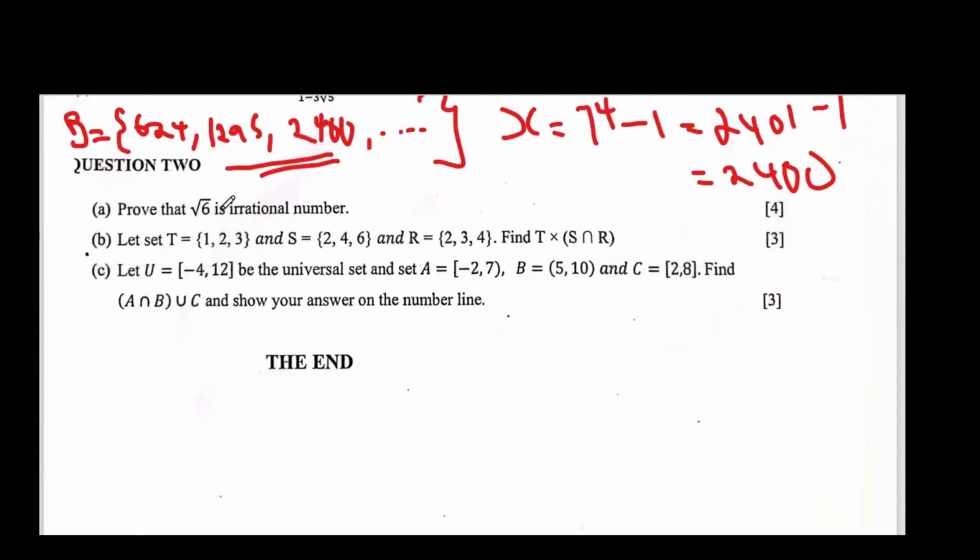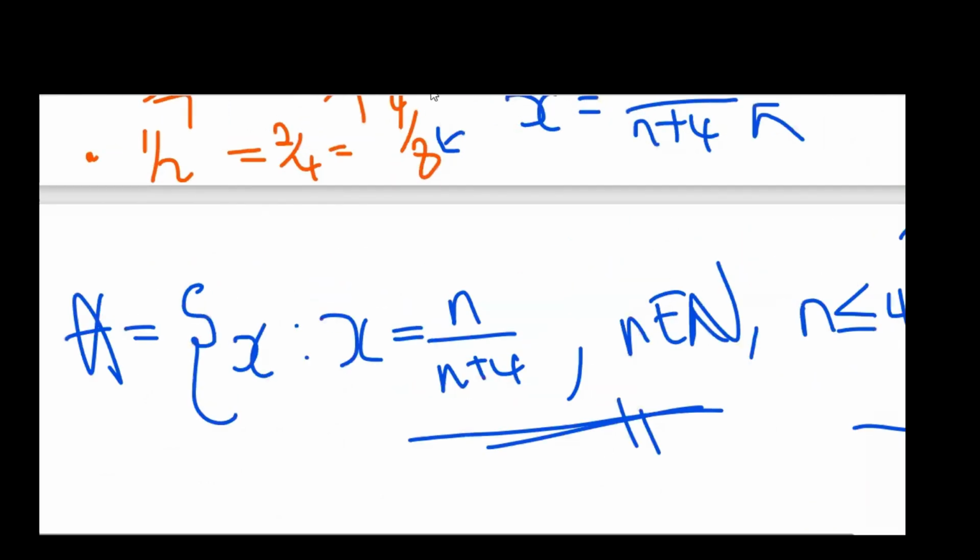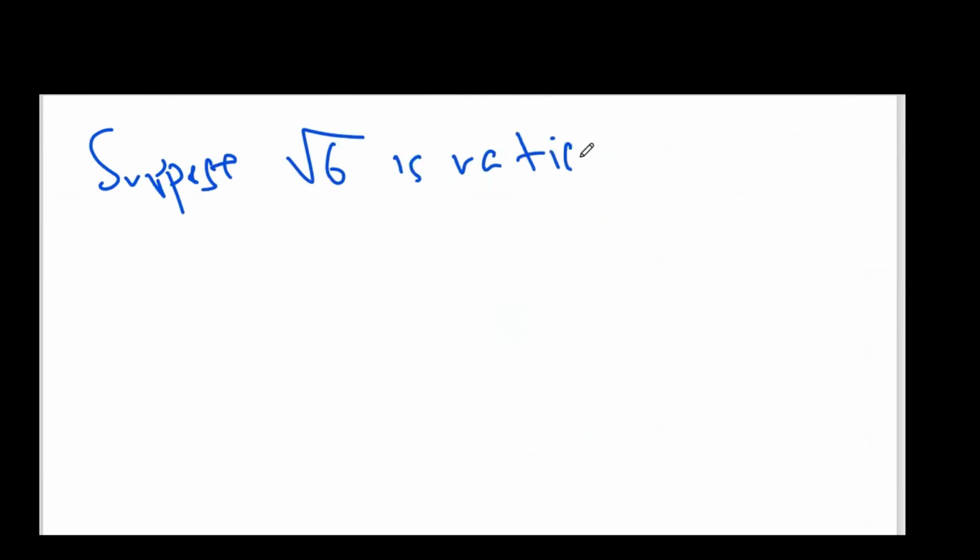Okay, so B, they're saying prove that the root of 6 is irrational. So how do you prove that it is irrational? You do it by contradiction, right? You do it by contradiction. You're going to say suppose root of 6 is rational. So you're going to suppose the opposite. They're saying prove that it is irrational, but in your proof, you're going to suppose that it is rational, right? So suppose this root of 6 is rational, like that.